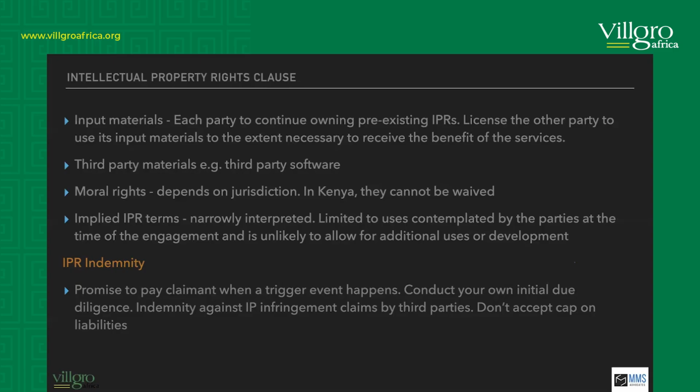Third-party materials, this is if the third party has to use other people's IP. Say, for example, they have to acquire licenses for other software, or in a marketing campaign, they might have to get a license to use somebody's song in that ad, or they engage somebody to put tunes or melodies into your advertisement. Again, that's now another third-party license.